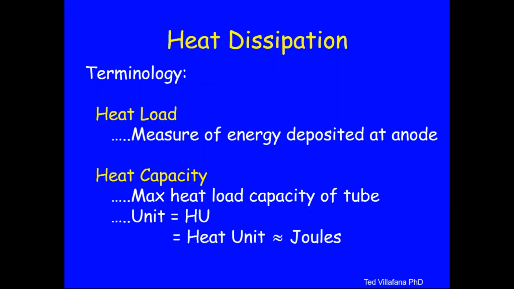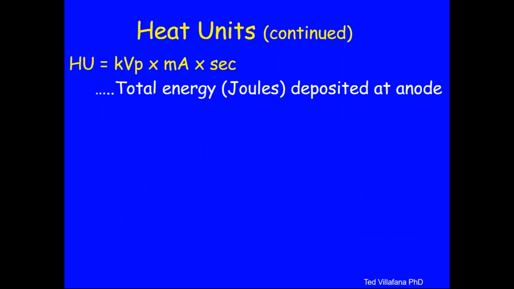And the units that we use is called the heat unit. It's approximately, though not exactly equal, but it's approximately, for our purposes, the same unit of energy that we've been talking about all along, the joule. Okay? And how do you calculate how much heat is deposited at an anode? Well, it's very simple. It's just a simple product of the three parameters, kVp times mA times time.